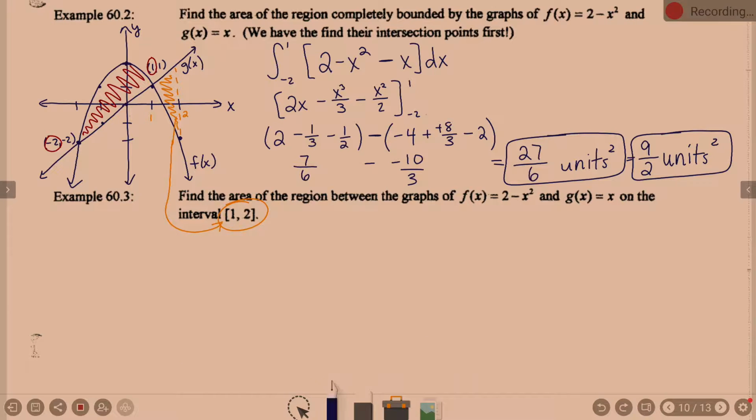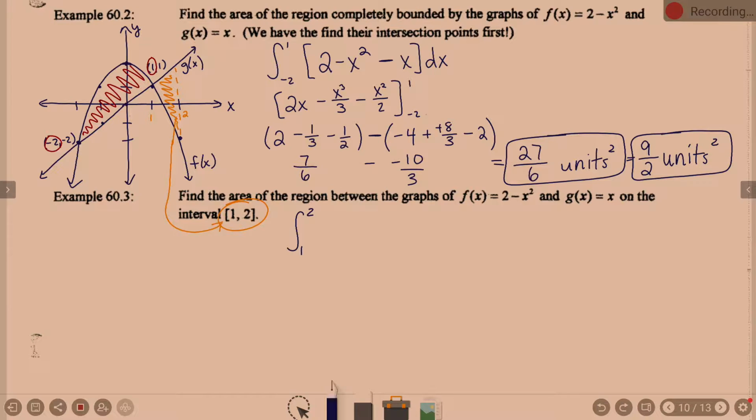How does that change things here? It changes what we're taking the area of. So it changes our bounds. Instead of -2 to 1, we're now doing 1 to 2. What else does it change?